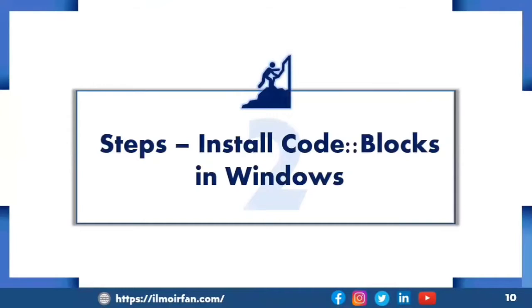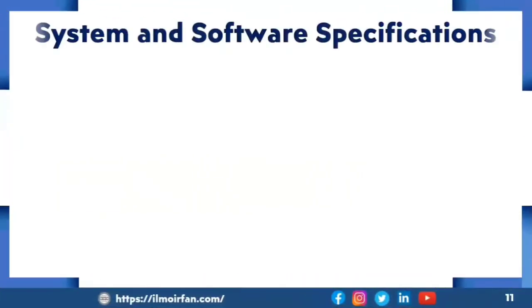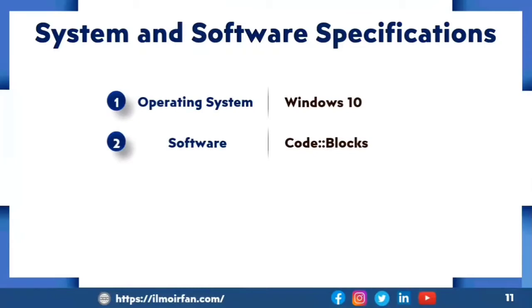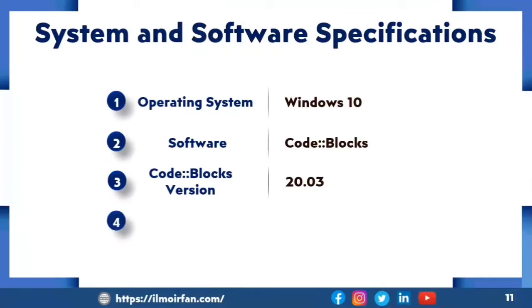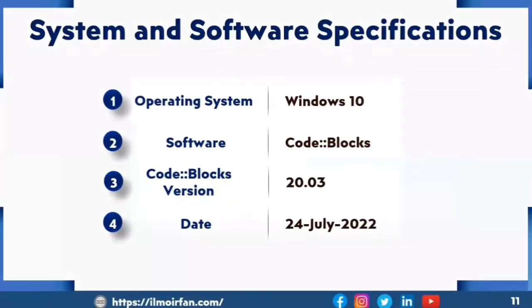Steps to install code blocks in Windows. Inshallah, in the next slides, I will present a simple and step-by-step process to install the latest version of code blocks in Windows operating system. The system and software specifications are as follows. Operating system is Windows 10. Software name is Code Blocks. Version we used is 20.03 and installation date is 24th of July 2022.